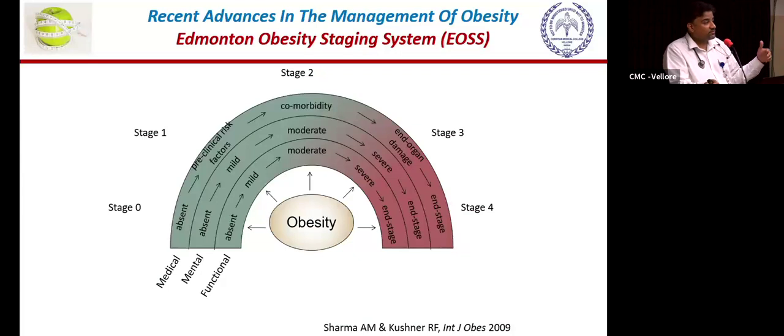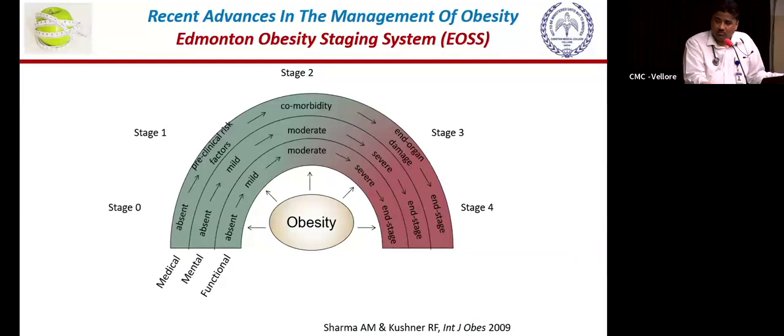So irrespective of the BMI, I may be able to stage these patients in different levels. And if these patients just have preclinical factors, so if your patient with obesity just has pre-diabetes, pre-hypertension, or just mild functional disability in terms of mild knee pain, but is able to do all her daily chores, then I would put her as stage 1. I may have a patient who's got florid known diabetes, known hypertension, known dyslipidemia. So that patient would have stage 2.